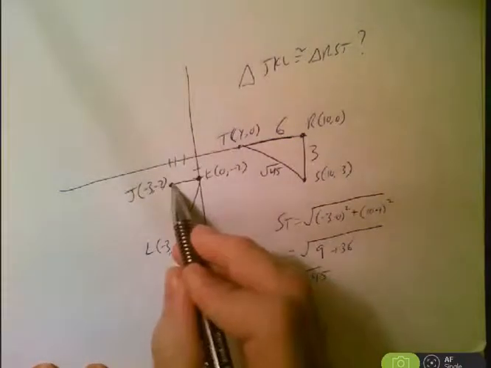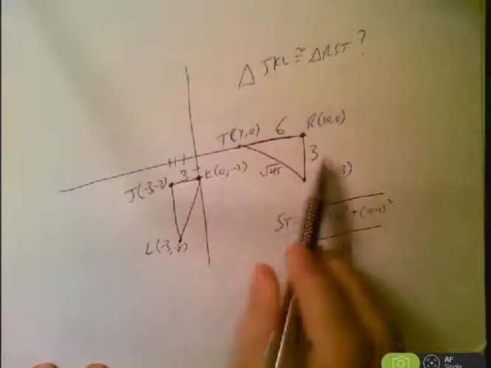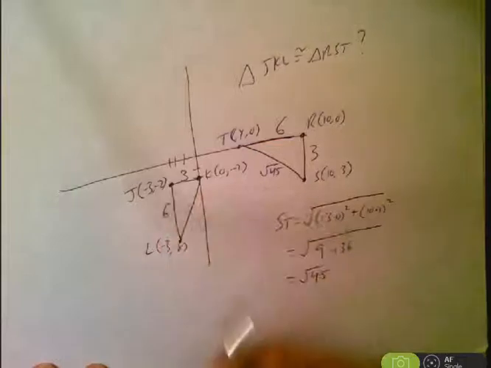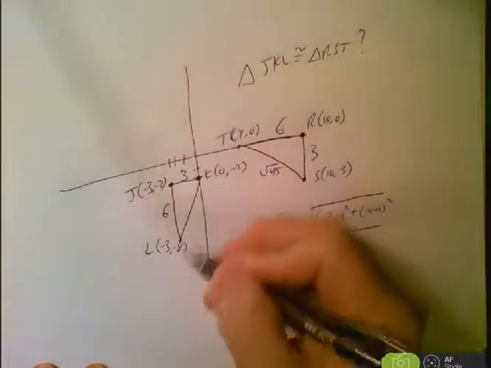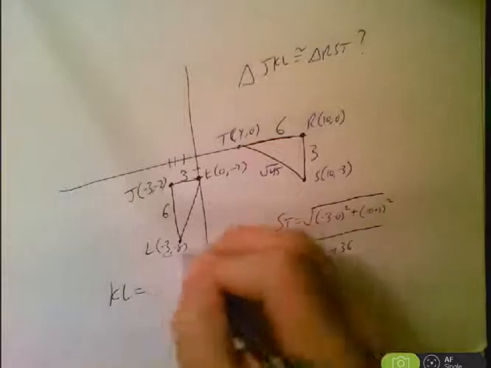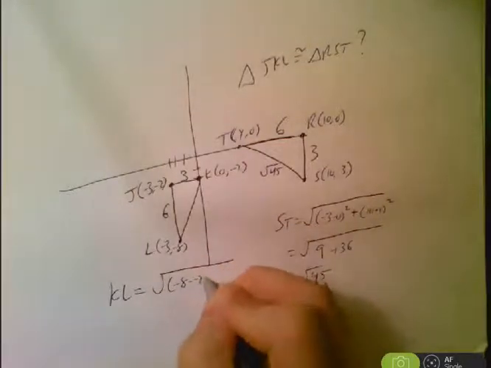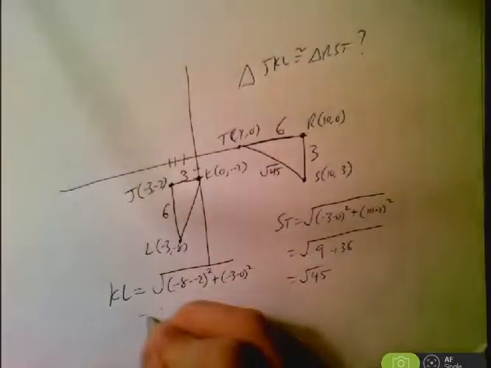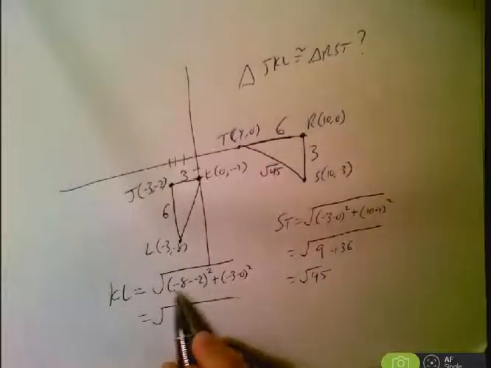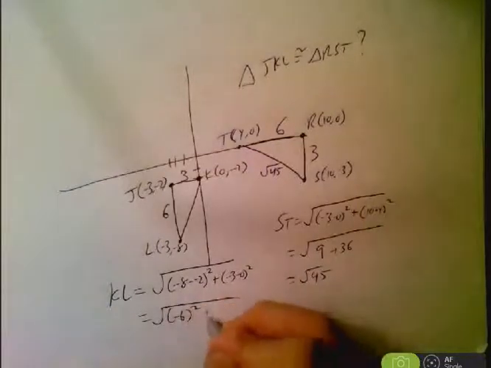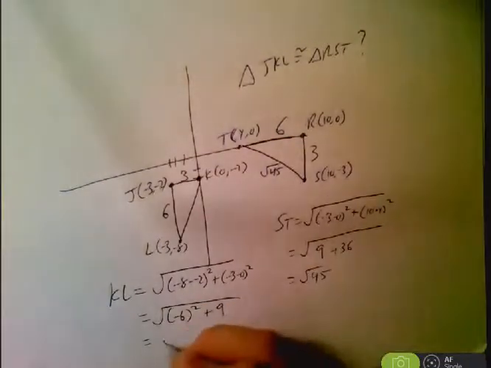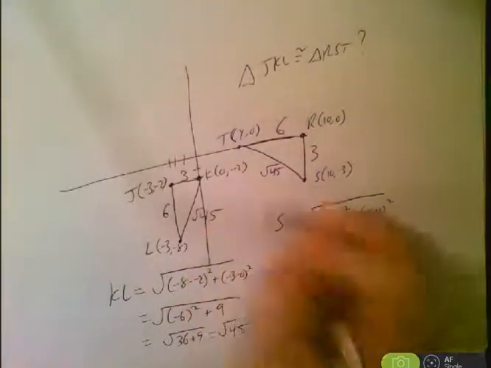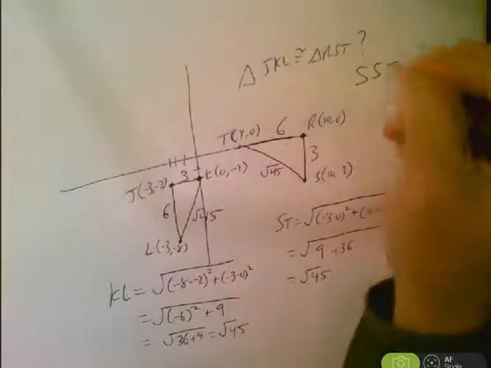So again, I have a horizontal segment here. From -3 to 0 is 3 units. That's a good start. From -2 down to -8, that's 6 units. That's helpful. And then I got to use the distance formula for K to L. KL is going to be -8 minus -2 squared plus -3 minus 0 squared. -8 minus -2 is the same as -8 plus 2. That's -6 squared plus -3 squared is going to be 9. And check that out. It's going to be exactly the same as what we got over here. So therefore, these two triangles are congruent using side, side, side.